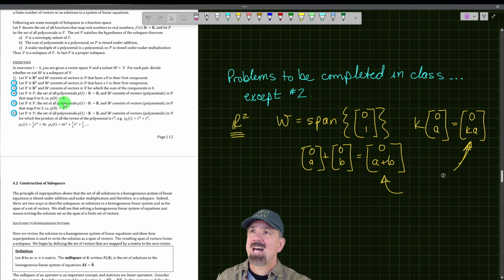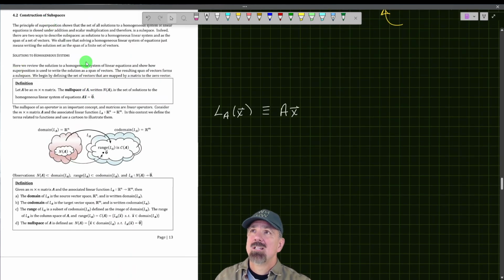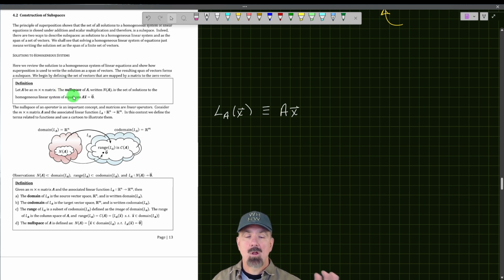So you're going to just use that idea to address these problems in class, except of course number 2, which we'll do as the participation question. So the next thing here is section 4.2. We don't have any problems associated with section 4.2. I've left it in here because it talks about a really important subspace for any matrix A, which is the null space. And next lesson we talk about the null space of a matrix A.